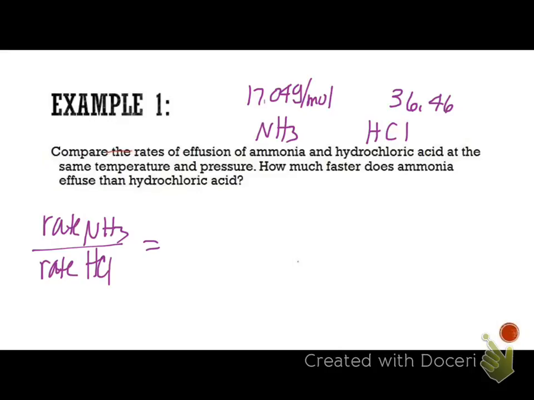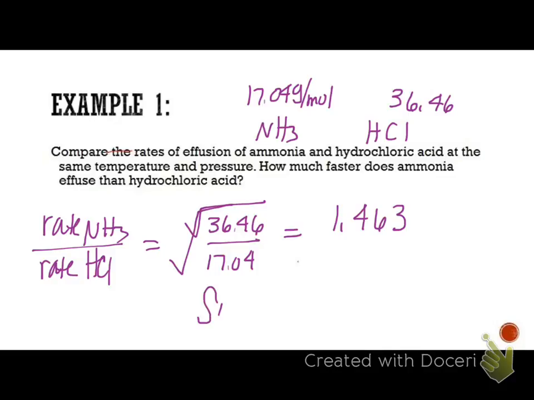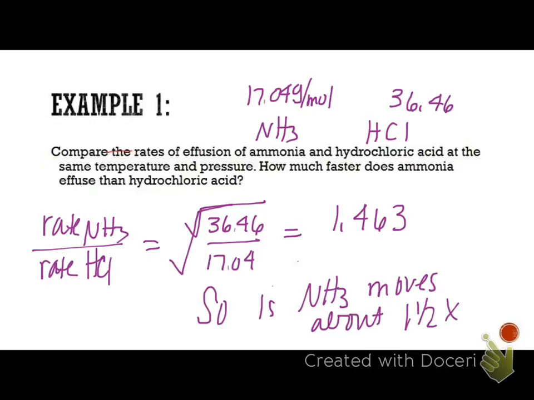Okay, so rate of NH3 over rate of HCl, because we're comparing them. So it's going to be square root of the molar mass of 36.46 over, I can just do the whole thing, square root of 17.04. And when we do that math, we get 1.463. So basically what that means is NH3 effuses almost 1.5 times faster. So we'll say about 1.5 times faster. It's a little bit less, but we'll just call it a day with 1.5. Okay? So that's how you do that.